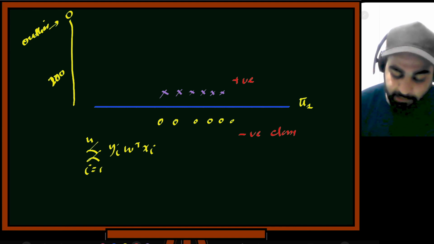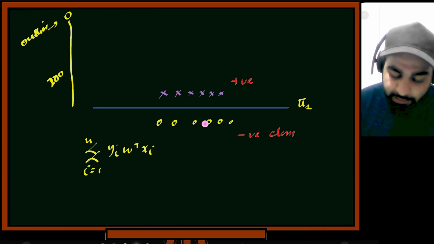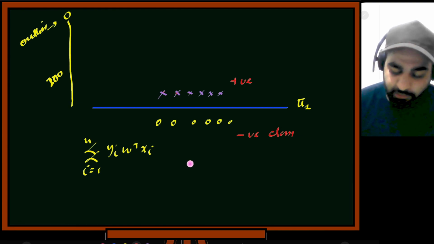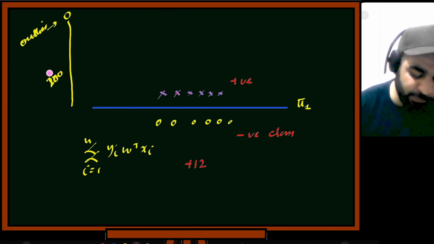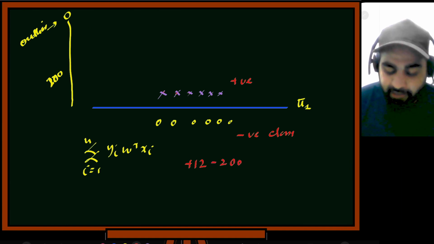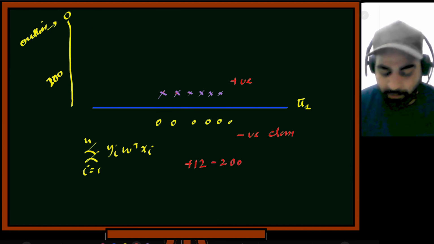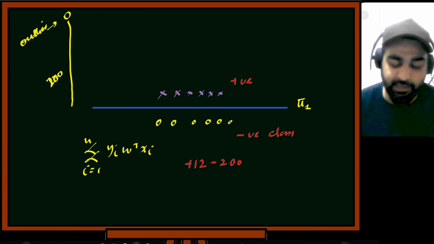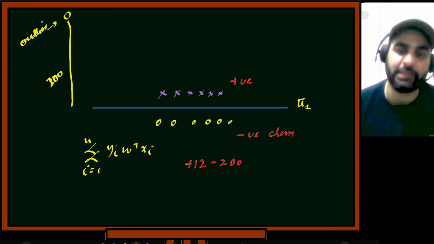Negative class. So now you see this 1, 2, 3, 4, 5, 6, 7, 8, 9, 10, 11, 12. So we'll get plus 12. But for this point, the distance is 200. Then we'll get minus 200. Why? Because it's misclassified. By this hyperplane, this point is misclassified. It should have been classified as a positive point, but it is misclassified.